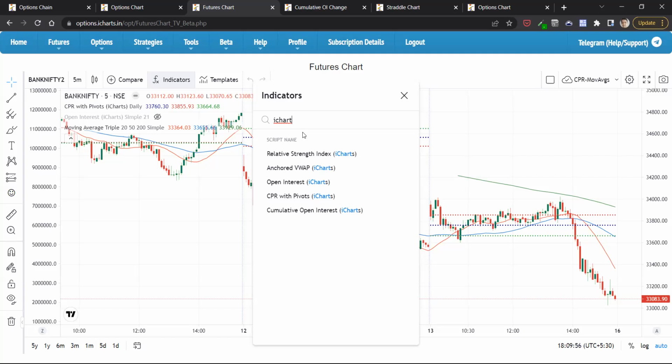VWAP is irrespective. The value is going to be the same irrespective of the time frame. So it doesn't matter. You can plot it on any time frame. Okay, so it will be the same. VWAP value doesn't change with time frame.